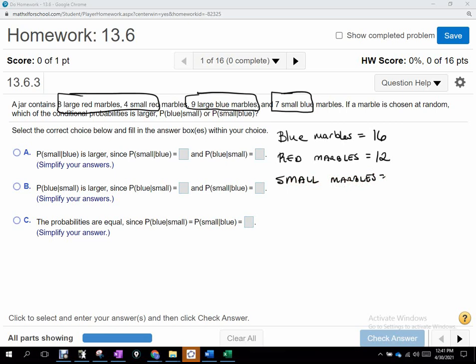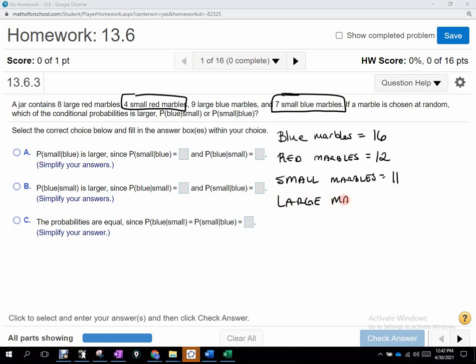I don't know if this will be an important piece of information to write down right now. It could be later. I've got 4 small red, and I've got 7 small blue, right? So that's going to give me 11. And then large, we had 8 large and 9 large, so it gives me 17?